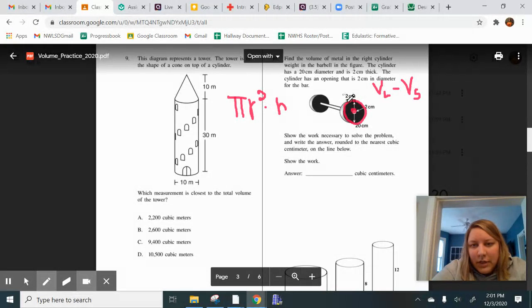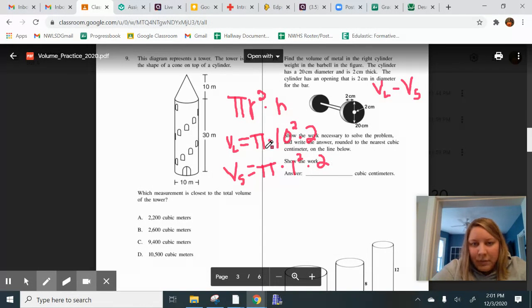Now the height is 2 centimeters. That's the same for both of them. So the radius will be different. So pi times the radius for the larger: the diameter is 20, so that means the radius will be 10. So times 10 squared times 2. So the height is 2. And then the volume of the smaller is pi times, the diameter is 2 for the smaller, so that means the radius is 1. It's just half.